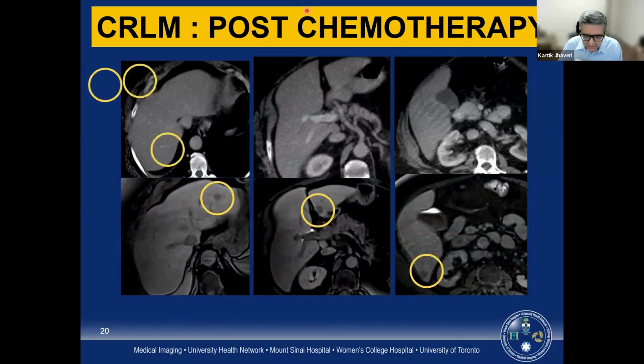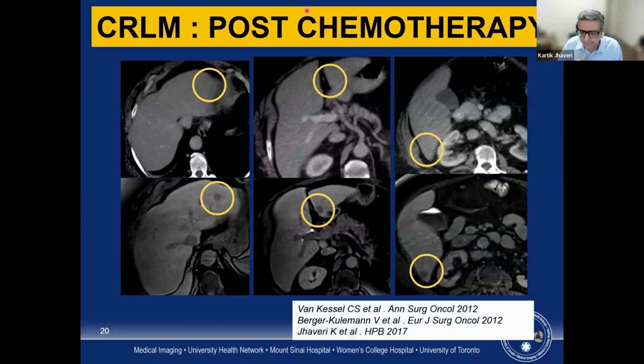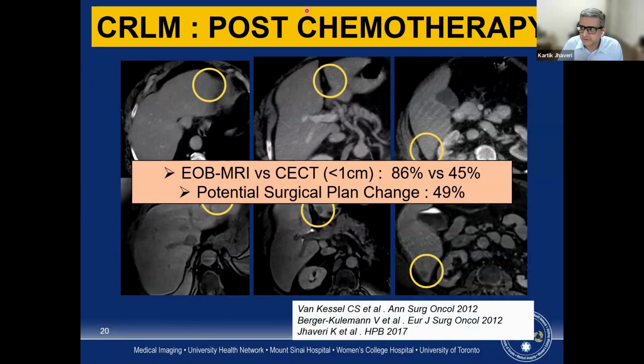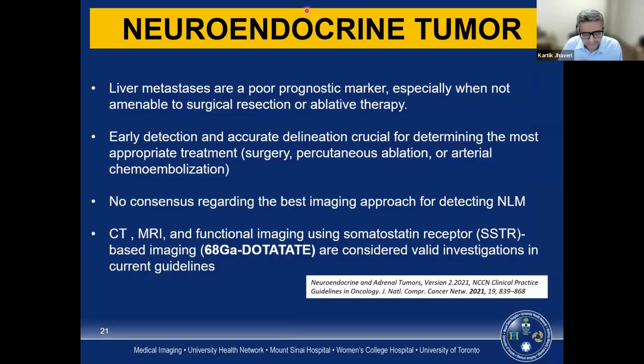And several studies have showed the implications of this after chemotherapy as well, as listed below. In fact, the potential surgical impact is even greater in patients who have been downstaged with chemotherapy, particularly because of detection of an increased number of metastases which are just not visible on CT because of hepatic steatosis.